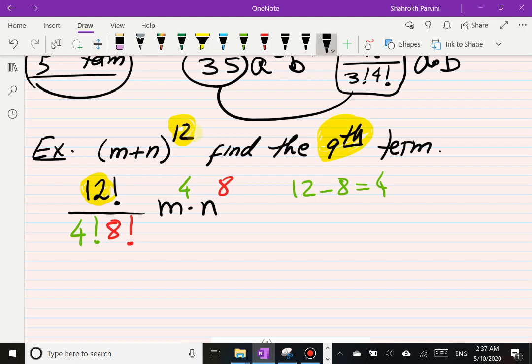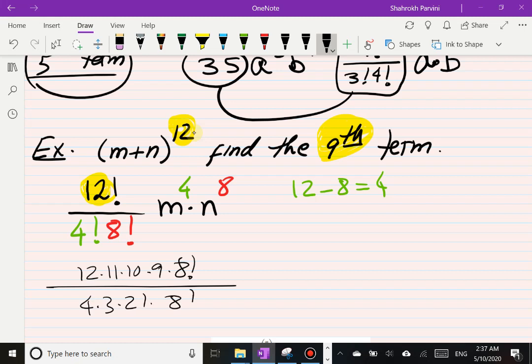Next, I can do my factorials, right? 12, 11, 10, 9, 8, 7, 6, 5, 4, 3, 2, 1. 4, 3, 2, 1. Here's 8 factorial. We're going to cross those out. 4 times 3, 12. The 3 and 12 cross out.